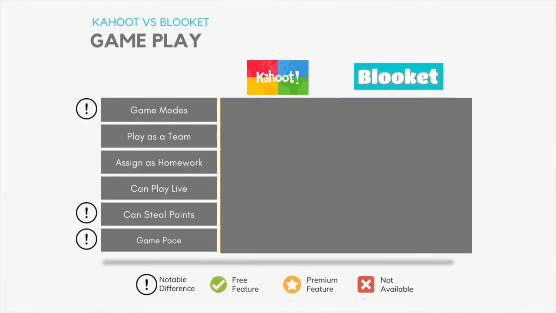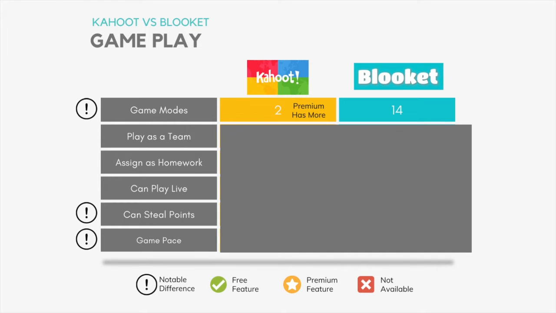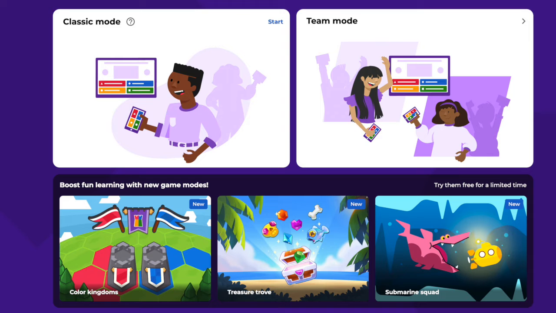For gameplay, we see quite a few notable differences. The first one being game modes. Kahoot has 2 general game modes that you can access for free. And recently they've added more game modes that are free for a limited amount of time. I don't know how long they will be free for. They do seem very similar to the Blooket modes. So that would be really cool if Kahoot could continue offering some of those game modes for free. But basically with Kahoot, you have the classic mode and then you have the team mode.